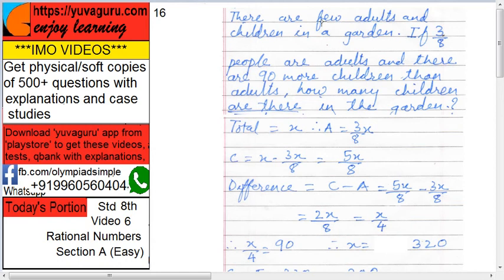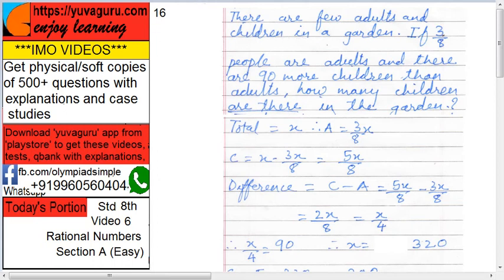There are a few adults and children in a garden. If 3/8 of the people are adults and there are 90 more children than adults, how many children are there in the garden? The question looks confusing, but it's not. Here, let the total number of people be x, meaning it includes adults and children both.